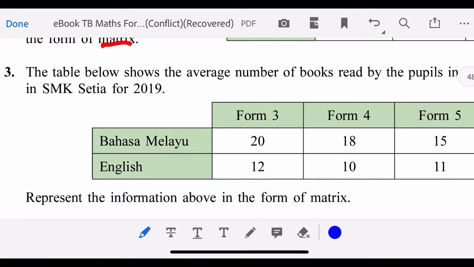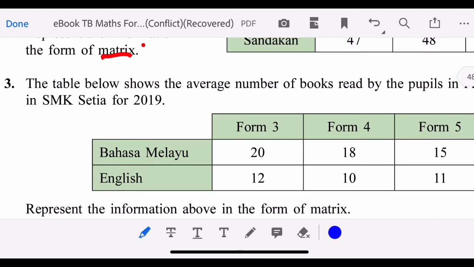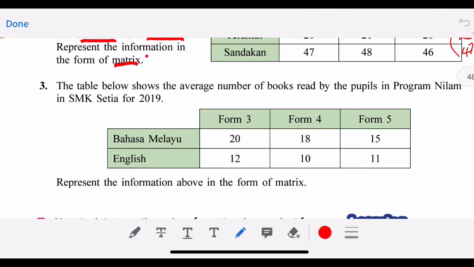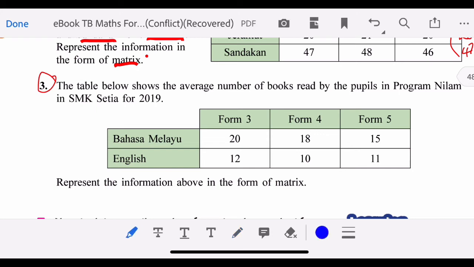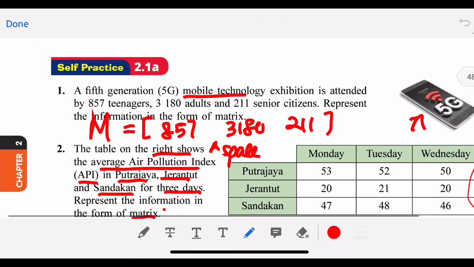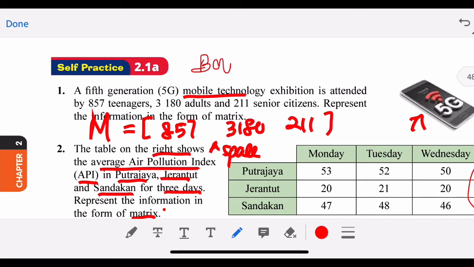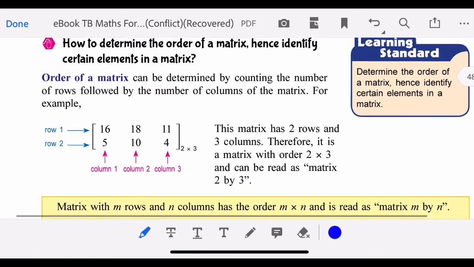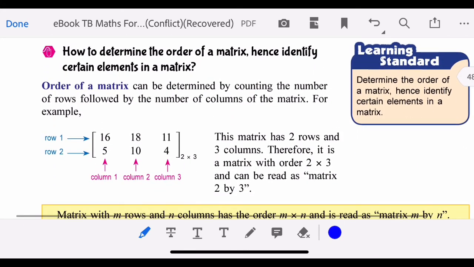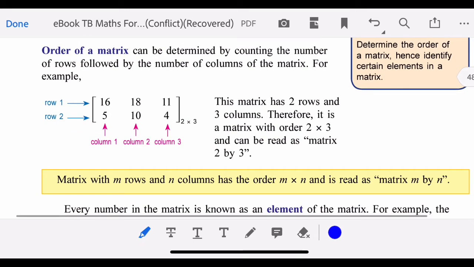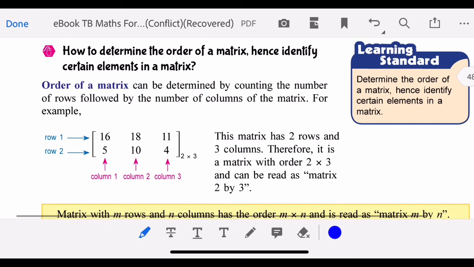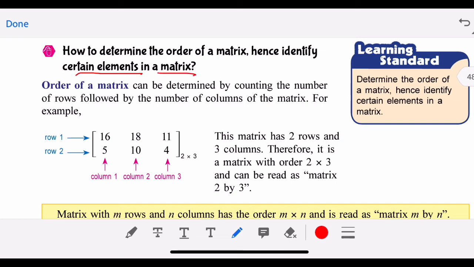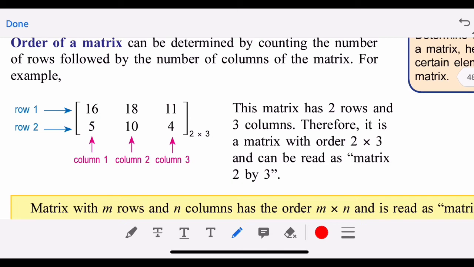Okay, for number 3, I want you to do on your own. This is your own homework. I want you to do 1, 2, 3 in book B. You have book B, right? You do the 3 questions in book B, and then we will learn how to identify the elements in the matrix. We see this table first.